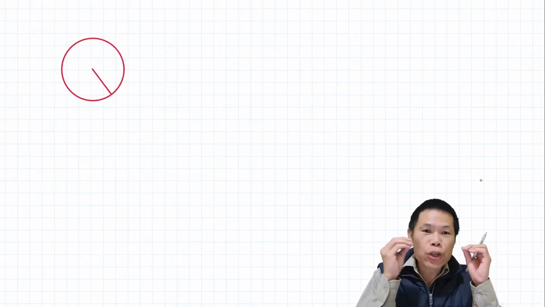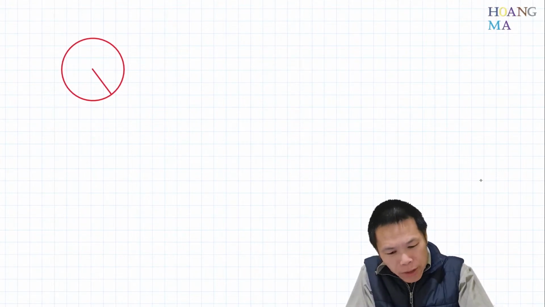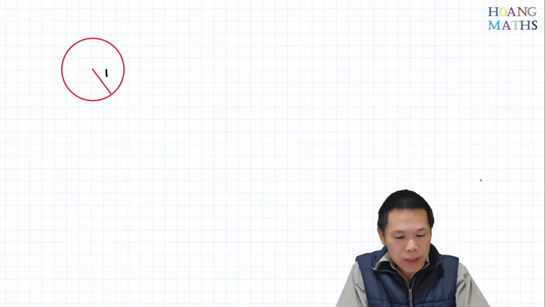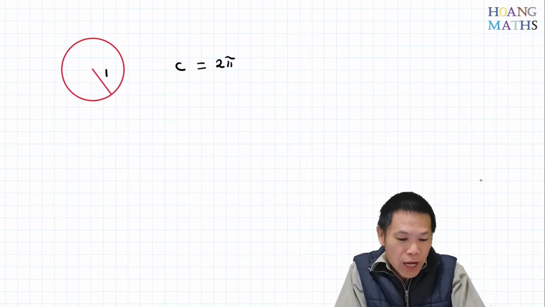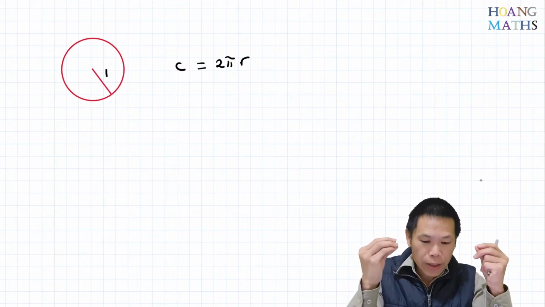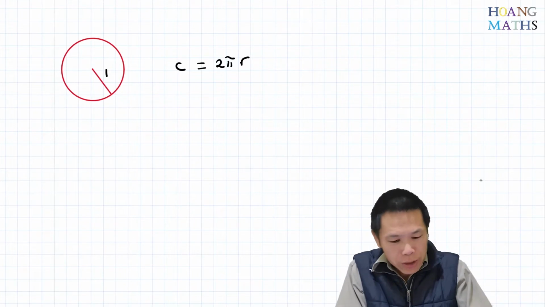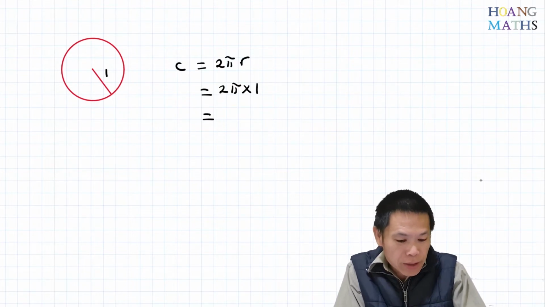So let's say we have a unit circle. A unit circle means the radius is 1 unit, okay? And we know that the circumference of a circle is 2 pi times the radius, right? So 2 pi r. The radius is 1 because it's a unit circle, so we have 2 pi times 1. Therefore the circumference of this circle is 2 pi.